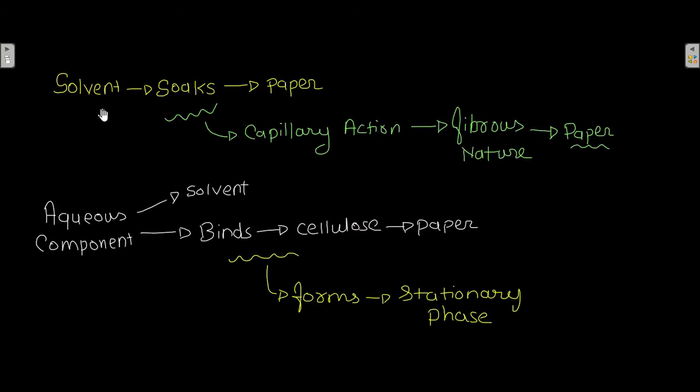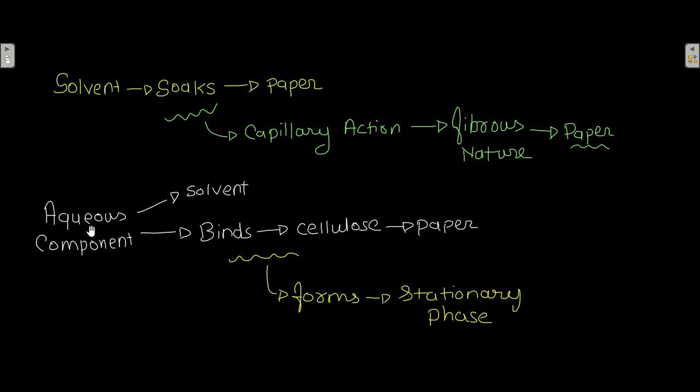Now the solvent is soaked up by the paper. Paper soaks up the solvent. And why does this happen? This happens because of the capillary action of the fibrous nature of paper. Paper has fibers, and those fibers have a capillary action. That property is there, and that is the reason why the paper is able to soak up the solvent.